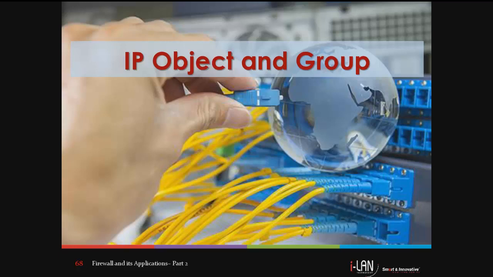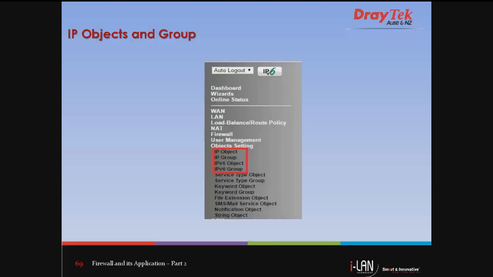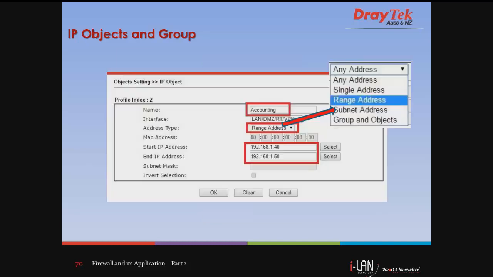Now we will look into IP object and group. Here you can see the menu options under Object Settings. It includes IP Object, IP Group, IPv6 Object, and IPv6 Group. Here we can create an IP object named accounting and select the address type as range address from 192.168.1.40 to 192.168.1.50. We can also select different address types aside from range address. It can be a single address, subnet address, MAC address, and group and object.